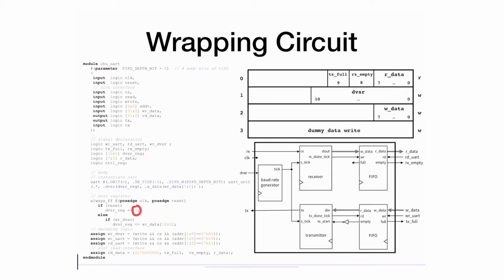When the reset is asserted, we put 0 in it. If it's not reset, we're going to see if the signal, which is write divisor, is asserted. We're going to put whatever the processor decided to write. So the processor is going to write something in here, and we're going to store it in this particular register.